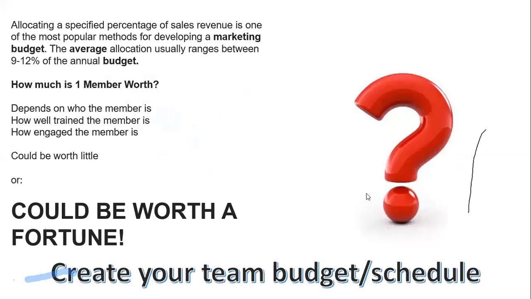Now check this out. I love this. Allocating a specified percentage of sales revenue is one of the most popular methods for developing a marketing budget. I'm going to say that one more time. Allocating, which means putting it off to the side, a specified percentage of sales revenue is one of the most popular methods for developing a marketing budget. The average allocation usually ranges between 9 and 12% of the annual budget. I like more 20, 25% if it's your first year in business because we're not paying rent. We're not paying employees.